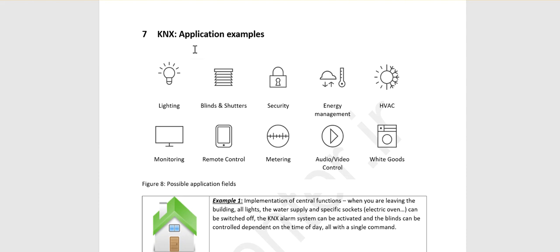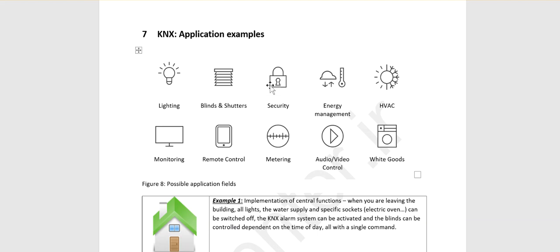Okay, the KNX application examples. You can read it by yourself. It doesn't have any big deal, but you can see that with devices with the KNX protocol, you can control the light on, off, dimmer, DALI, DMX, blah blah blah. You can control the blinds and shutters inside and outside of the building. You can provide the security system, burglar alarm systems, or you can communicate with other burglar alarm systems, for example from other manufacturers like Paradox or similar.